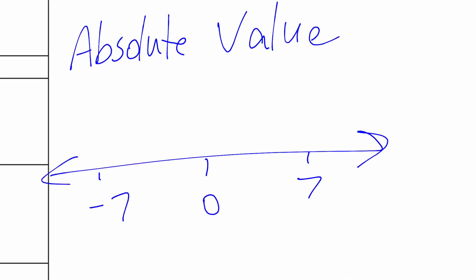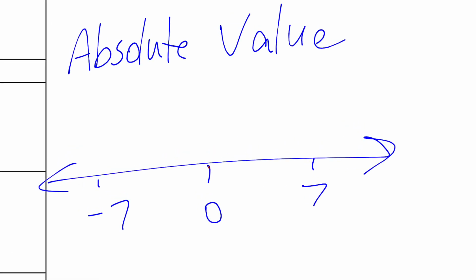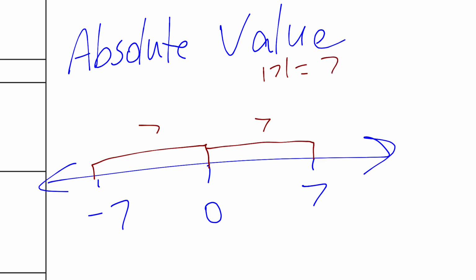Absolute value can be defined as distance from 0. So between 0 and 7, there's a distance of 7. But between 0 and negative 7, there's also a distance of 7. So if we use those brackets, the absolute value of 7 comes out positive, but the absolute value of negative 7 also comes out positive. That's why sometimes there's two answers, because we have the positive side and the negative side.